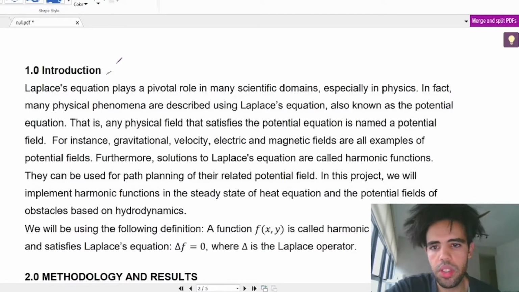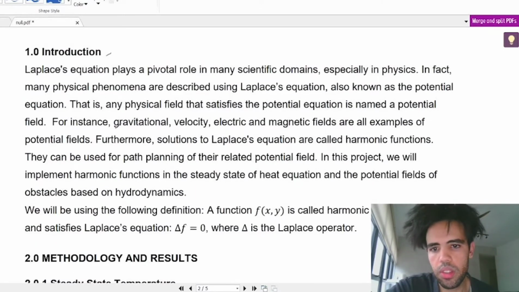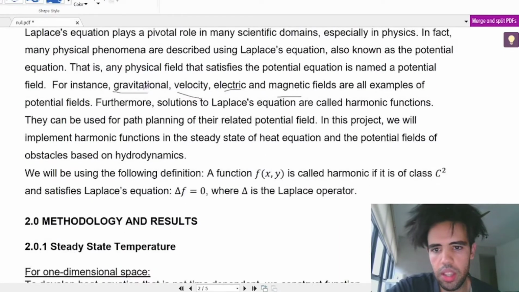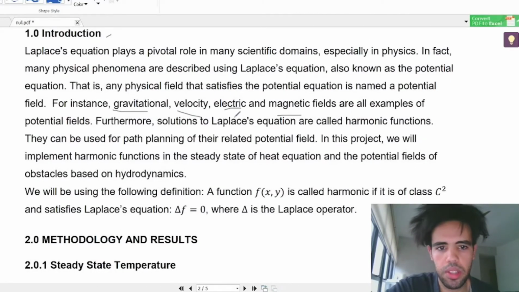So Laplace equation is a very important equation in the scientific domains, especially in physics, and it is also known as the potential equation. That is because every physical field that satisfies the Laplace equation or the potential equation is called a potential field. For example, gravitational, velocity, electric and magnetic fields are all examples of potential fields. This equation has a solution called the harmonic functions. These functions are used to path plan the potential fields related to the Laplace equation.